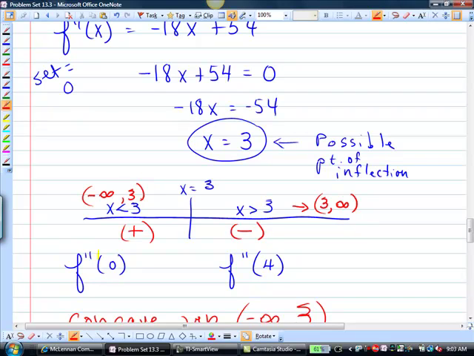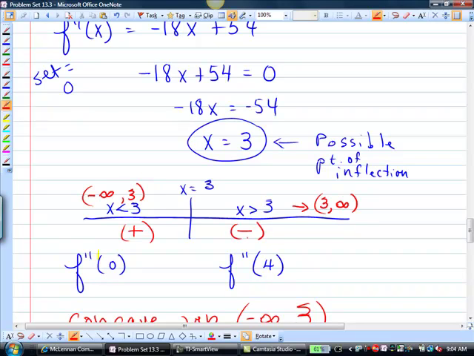Then you need to test a point, something less than 3. Well, 0 is easy, so I chose 0. Greater than 3, I don't want to go too big, so I just chose 4. And you are plugging it in where? Second derivative. F double prime of 0, F double prime of 4. So you're plugging it in right here. If you put in 0 there, you get a positive 54, so positive. If you plug in 4, you get a negative number, so negative. Once you find that out, then your answer's there for you.